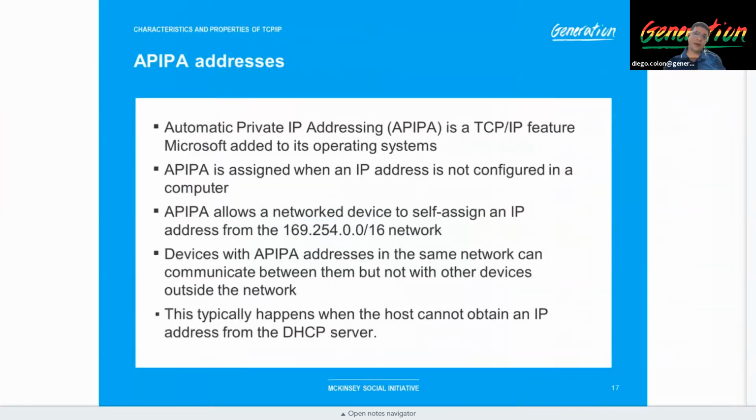As we mentioned a moment ago, APIPA is the feature, automatic private IP addressing, that Microsoft added to the TCP/IP suite. APIPA is assigned when there is no configuration available for the computer. It is a /16 network, and it starts with 169.254. Anything after that would obviously be the actual host IP. Questions or doubts?